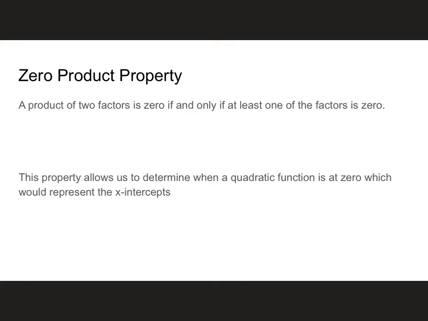So if we had something such as a times b equals 0, the only way that that's going to work is either a has to equal 0 or b has to equal 0. The only way to get 0 through multiplication is to multiply by 0 itself. We kind of saw this with exponential functions when we would approach 0 but never actually get to 0 because there's no way to get to 0 without having 0 as a factor.